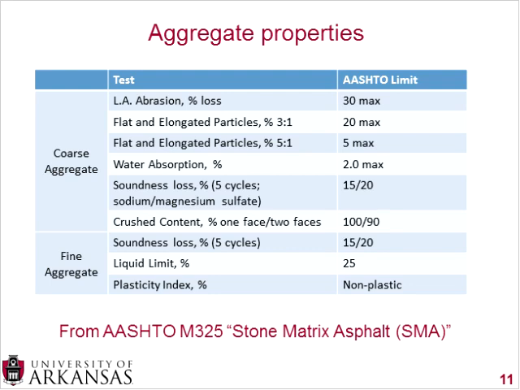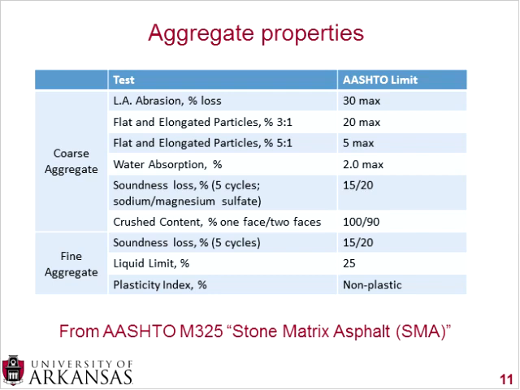This table is taken from AASHTO M325 stone matrix asphalt. You can see for the aggregate properties, they divided it into the coarse aggregate and the fine aggregate portion, and there are several tests listed along with the AASHTO recommended limits. For example, the LA abrasion: you want very strong, very durable rock, and the LA abrasion is an excellent test to quantify that. You want 30% maximum for your percent loss of the aggregate gradation after the LA abrasion test.